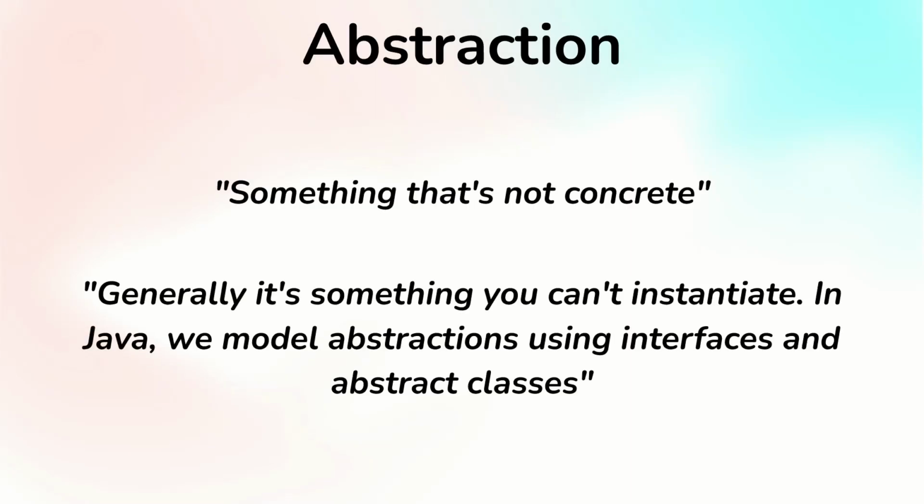So what's an abstraction then? It's something that isn't concrete. So as a developer, it's something you can't instantiate. In Java, we model them using interfaces and abstract classes, for example. So having clarified these terms, let's take a look at the big picture.